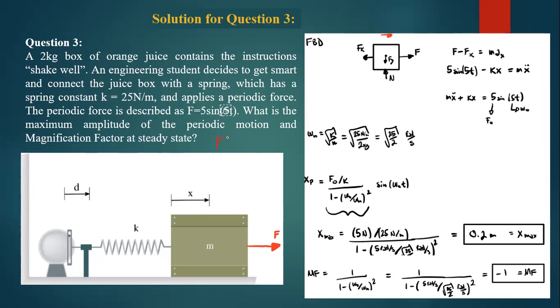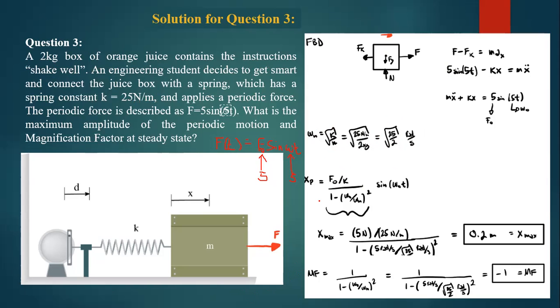Actually, we call F of t the forcing function, F of t is equal to F naught sine omega t. So our omega is also 5. F naught is equal to 5 Newton and omega is 5 rad per second. So we can get that information from here. And omega n is equal to square root of k over m. K is already given, 25 Newton per meter, and m is 2 kg. So we get the square root of 25 over 2, that is omega n.